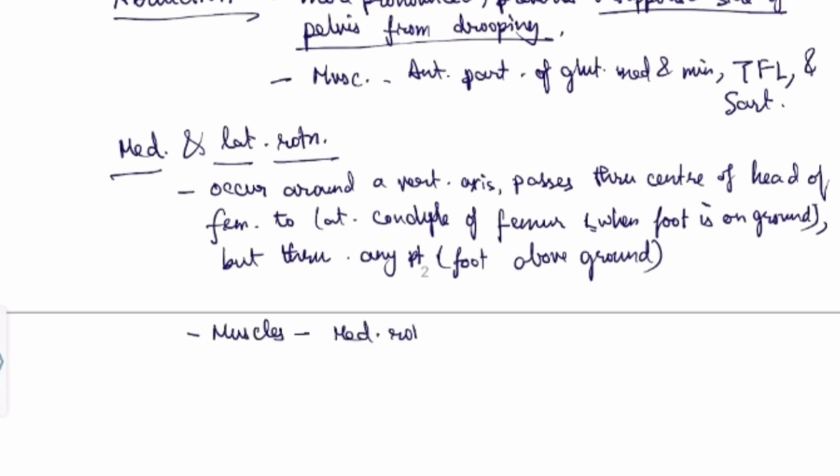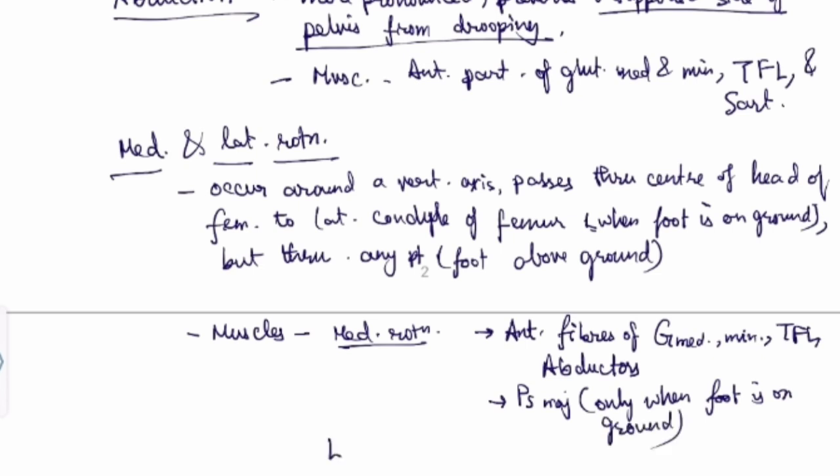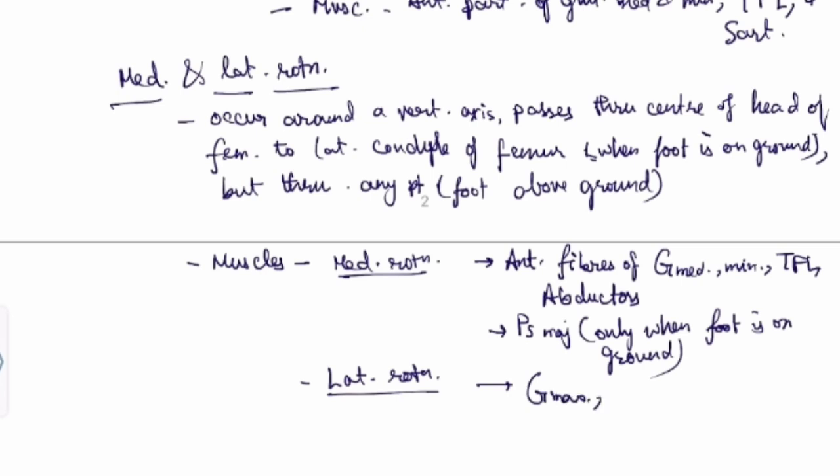Medial rotation: anterior fibers of gluteus medius and minimus, tensor fascia lata, and all the abductor muscles, and psoas major only when the foot is on the ground. Lateral rotation is by gluteus maximus, piriformis, obturator internus and externus, the two gemelli muscles, superior and inferior gemelli, and the quadratus femoris.